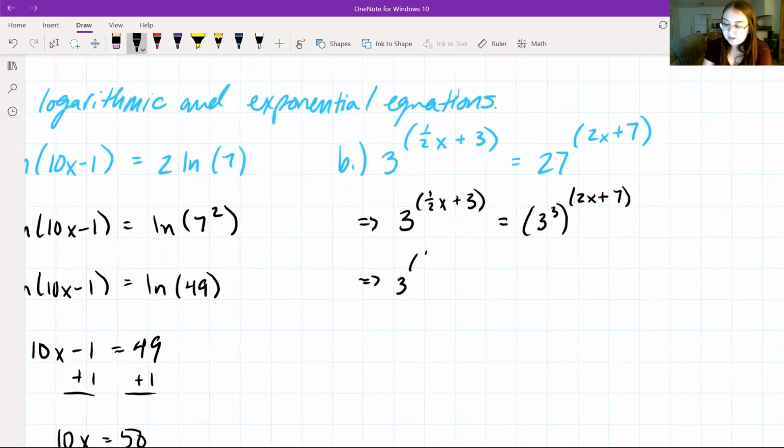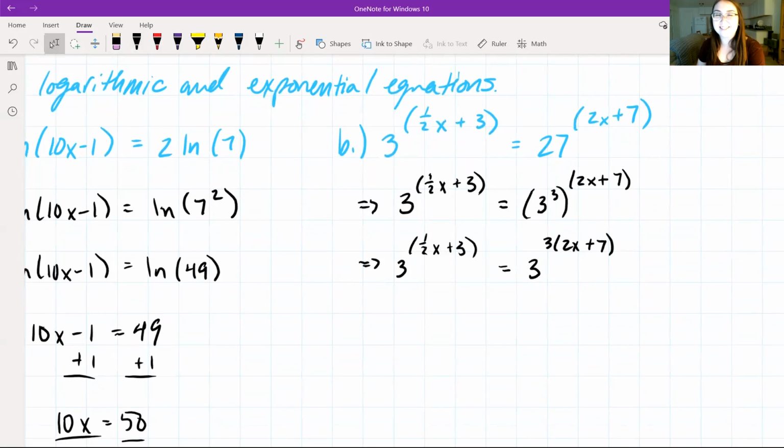This ends up giving us 3 to the 1/2 power of x plus 3 is equal to 3 to the power of 3 times 2x plus 7. Now let's distribute that 3 so we can use our property. Or we can use our property right now, actually. So let's just do that. We have the same base, and we essentially have our u, and we have our v. So we can use our property to state that 1/2 x plus 3, that x is not in the denominator, it's just being multiplied, is equal to 3 times 2x plus 7.